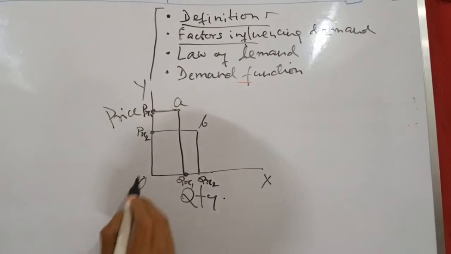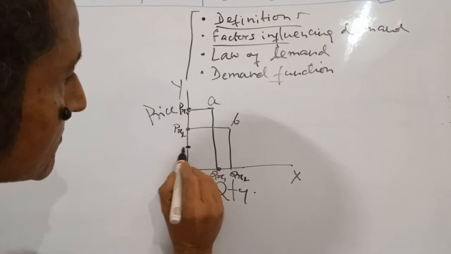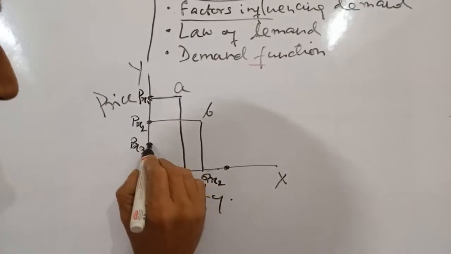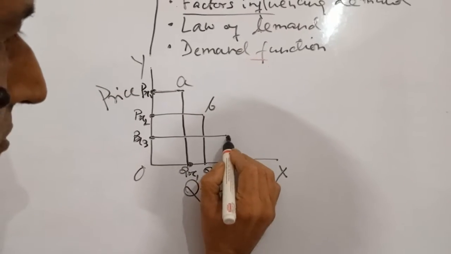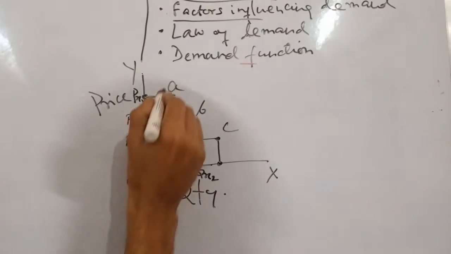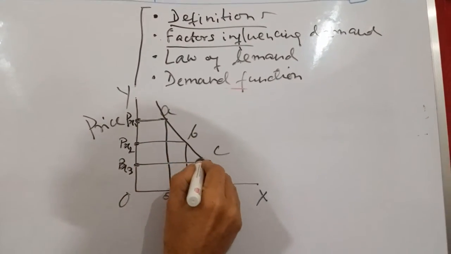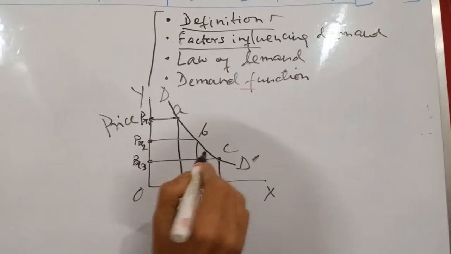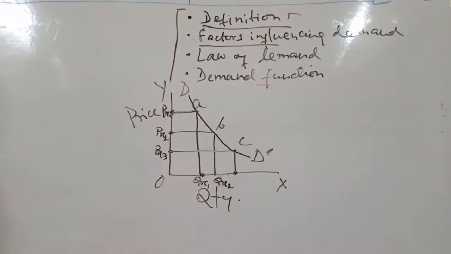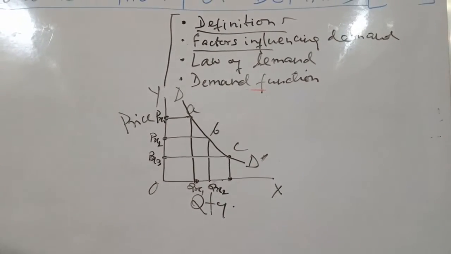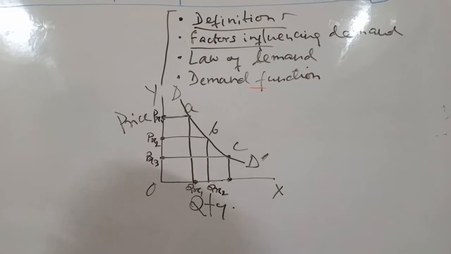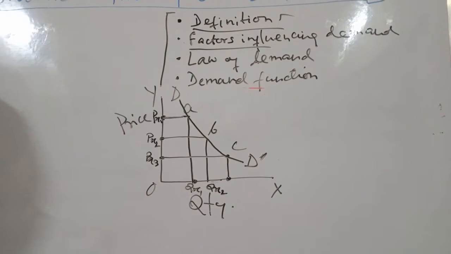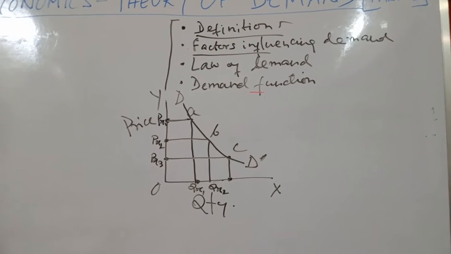Again, if price falls from Px2 to Px3, then quantity demanded increases to Qx3. So we get point C. And the line joining these points is the demand curve. That is, DD is the demand curve, and it is downward sloping. Correct? Now this is the shape of the demand curve for all normal commodities.